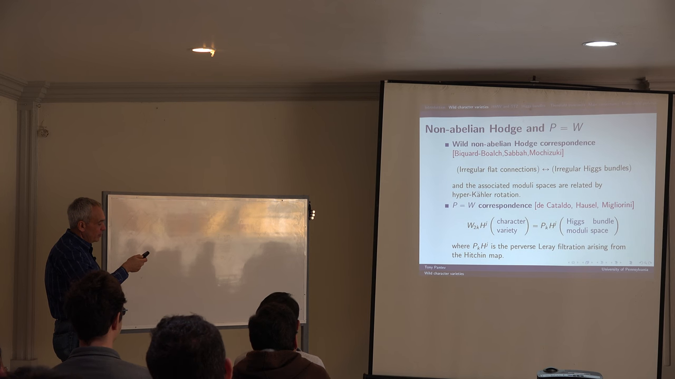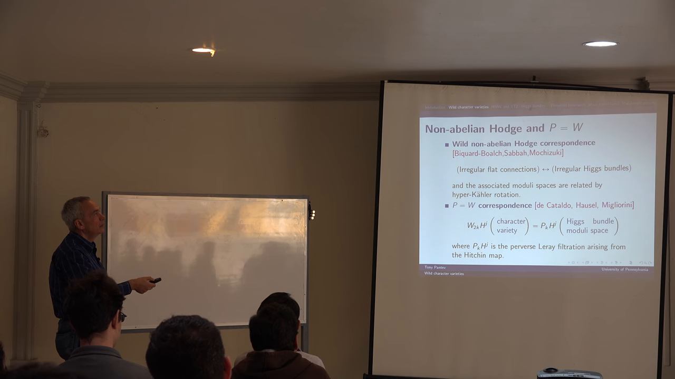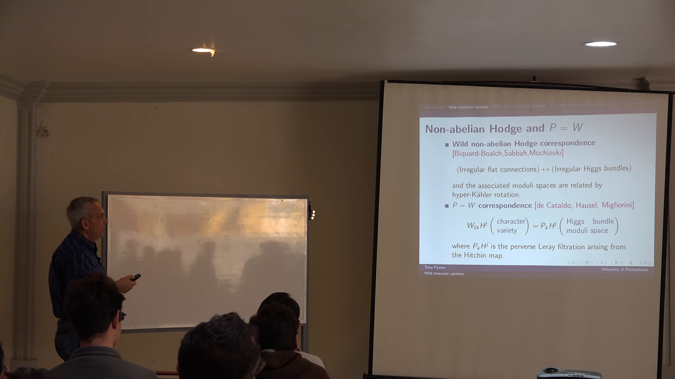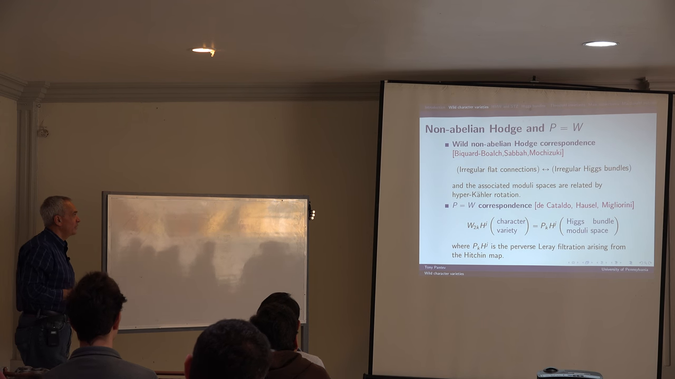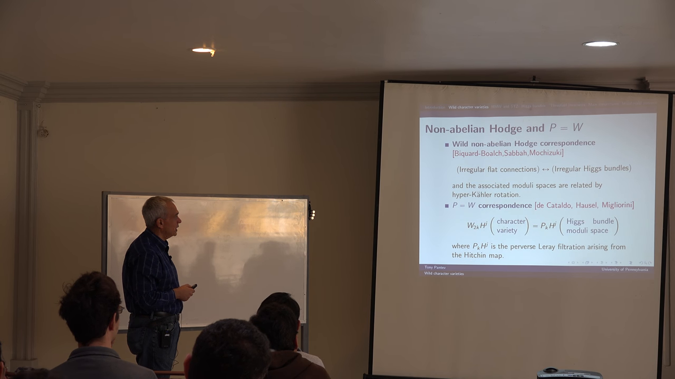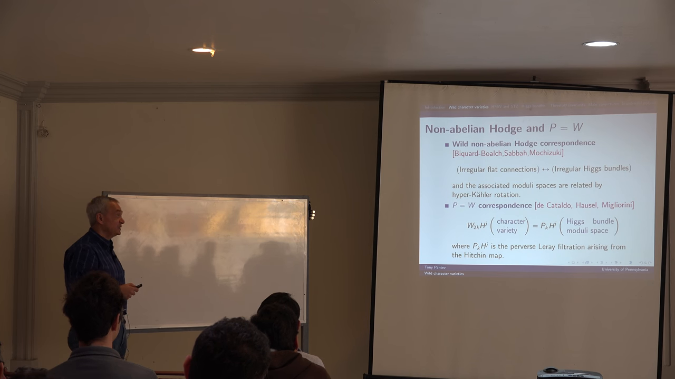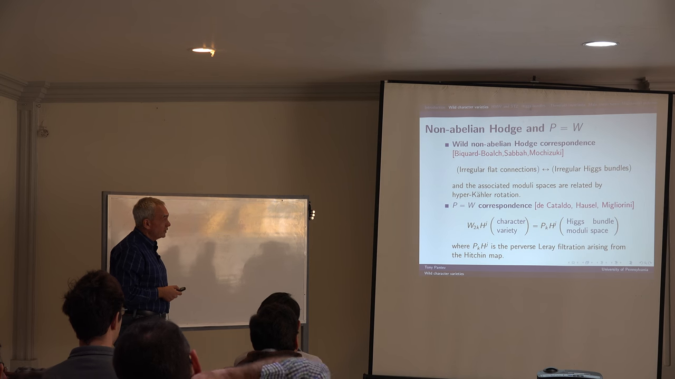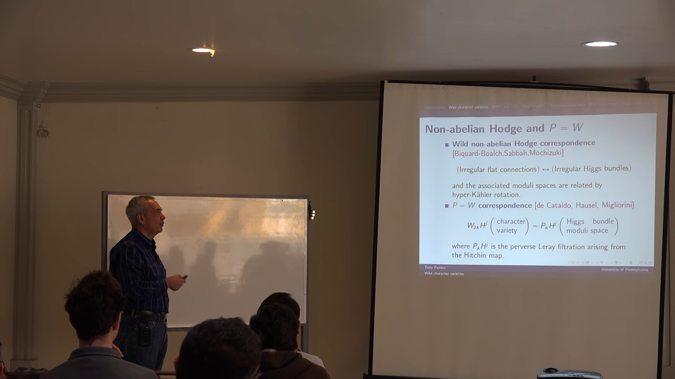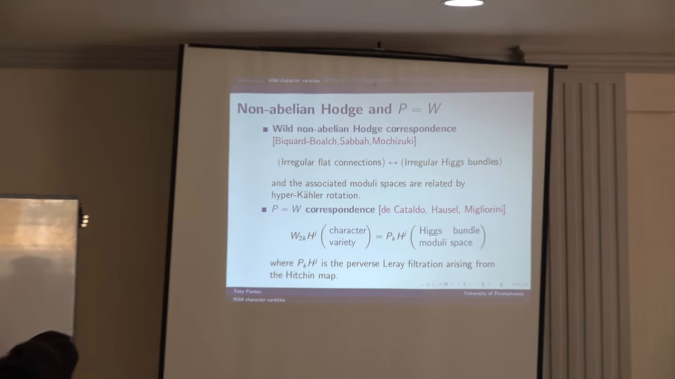So the non-abelian Hodge correspondence is not quite enough to say that the mixed Poincaré polynomial of the irregular flat connections will be something on the irregular Higgs bundles. But the missing ingredient is provided by this mysterious and very beautiful P equals W correspondence proposed by de Cataldo, Hausel, and Migliorini, which says that the weight filtration on the cohomology of the character variety is the perverse Leray filtration on the cohomology of the moduli of Higgs bundles.